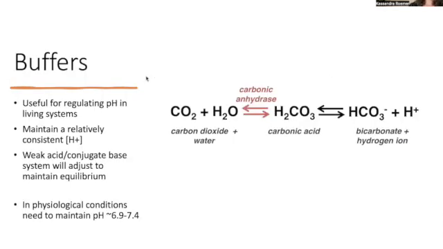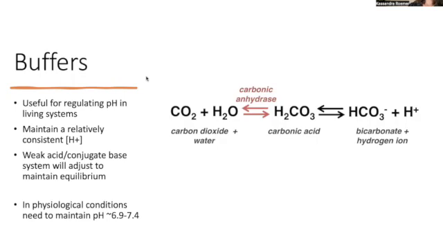All right, in living systems, we want to prevent large pH changes. We need to be able to regulate our pH because proteins can denature in certain pHs, which can irreversibly cause damage. And too large changes in pH can cause acidosis or alkalosis, which both are not very desirable. So we need to be able to maintain a relatively consistent concentration of protons in our bodies.